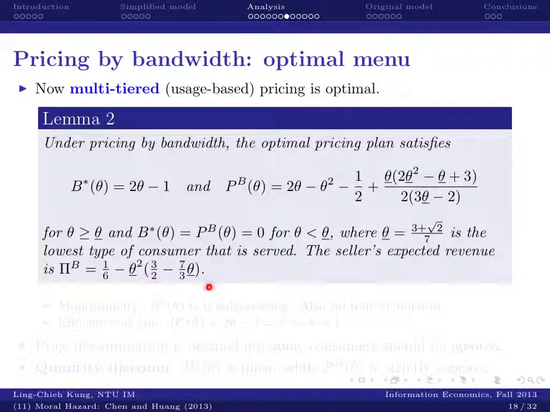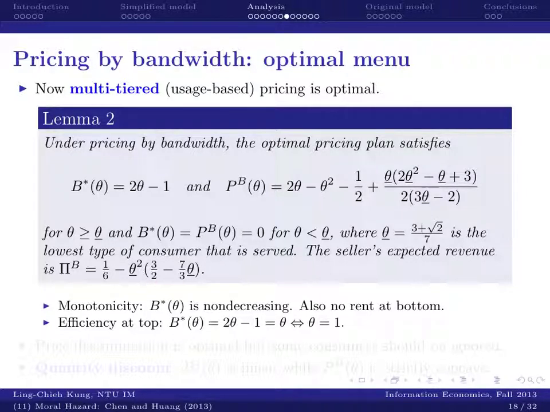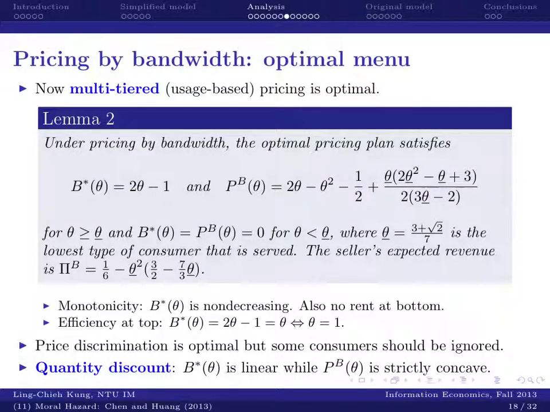The expected revenue can also be found. We can verify that we have monotonicity because B is non-decreasing. Also, there's no rent at the bottom because it is 0, 0, no rent. Efficiency at top can also be found. If you are asking who will get the efficient bandwidth, as we mentioned, it is theta. So who can get the efficient bandwidth? Only the one of the highest type. In this case, price discrimination is optimal, though some consumers are not served.